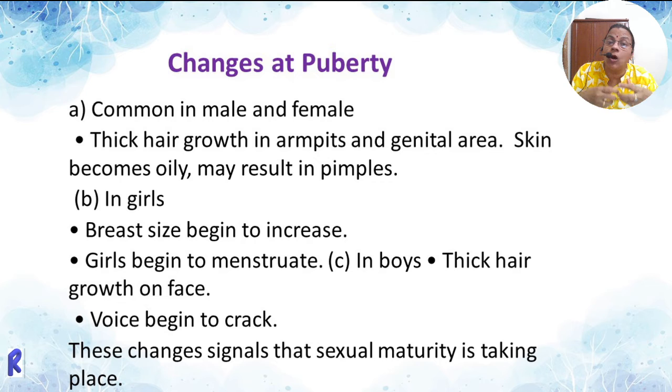Then along with that, every month from her vagina, for about 3 to 5 days, there will be bleeding. That is called menstruation. So she will start to menstruate every month.